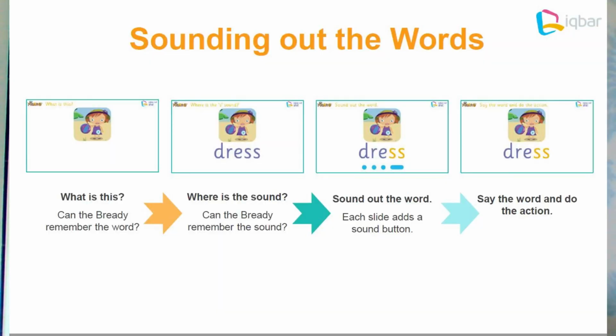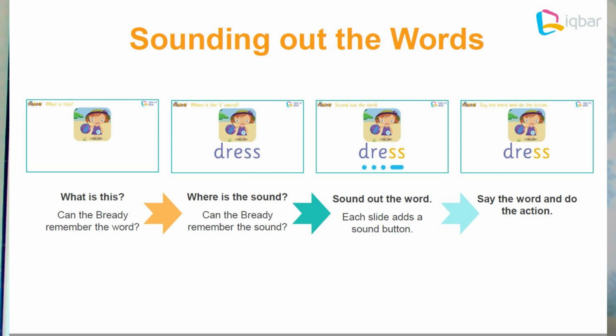First, you will ask the Bready what the word is to see if they can remember. It can be helpful here to highlight the object. For instance, in this picture of the girl, you could highlight the dress. Model the action to help them too, or even show them a prop that you've shown them during the lesson. Then for the where is the sound, encourage them to say the focus sound.